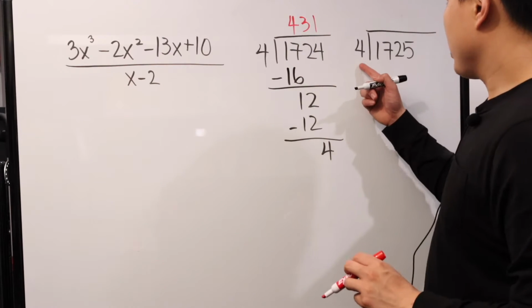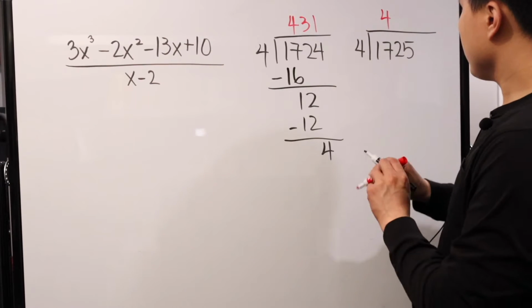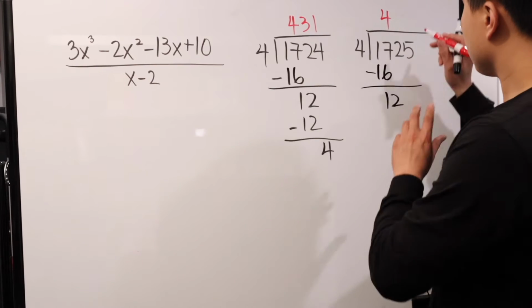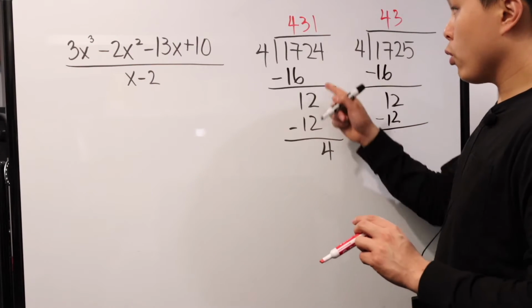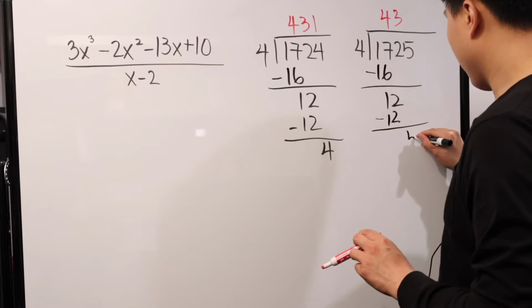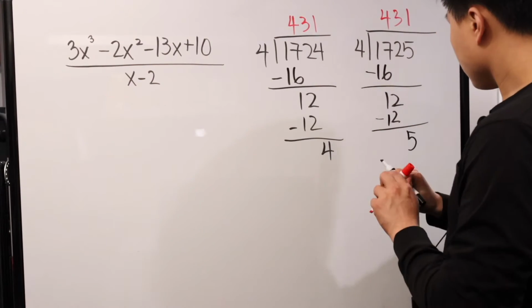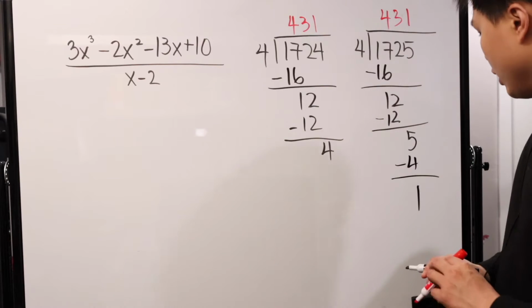So here we are. 4 goes into 17 how many times? Well, we have 4 right here, and that's still going to be minus 16. We have 1, 2 right here. It's going to be 3, and it's going to be minus 12. And this time, instead of bringing down the 4 from the original problem, we're bringing down the 5. 4 still goes into 5 one time, right? So you subtract 4, but now you have 1, and you have no more digits to bring down.